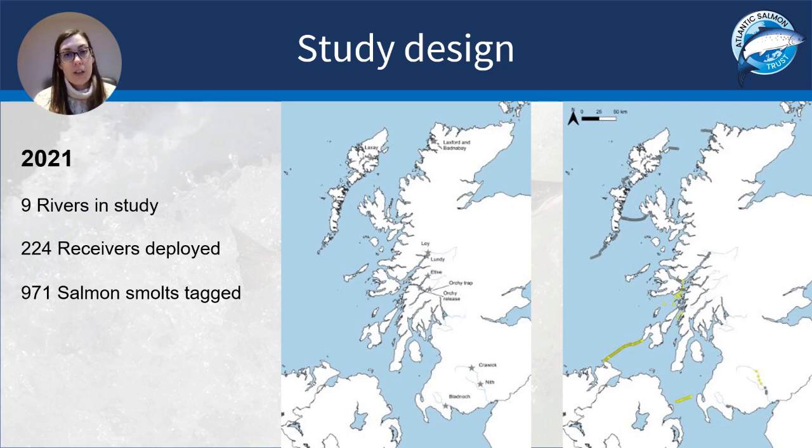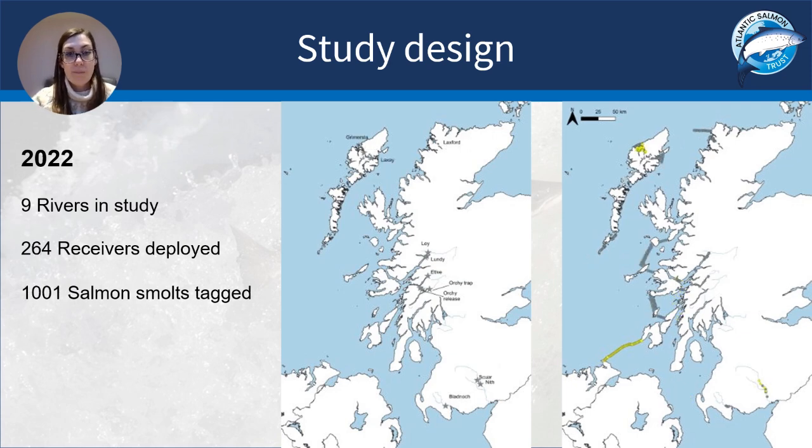So I'm just going to go through how the study design for the West Coast Tracking Project changed over the 3 years of the study. In each of these maps, there's grey dots, which are the receivers deployed by the West Coast Tracking Project, and then the yellow dots, which are receivers deployed by other projects. So in 2021, we were focused on migration through the Minch and between the islands of the Hebrides, and we tagged 971 salmon smolts from 9 rivers across the west coast of Scotland, deploying 224 acoustic receivers.